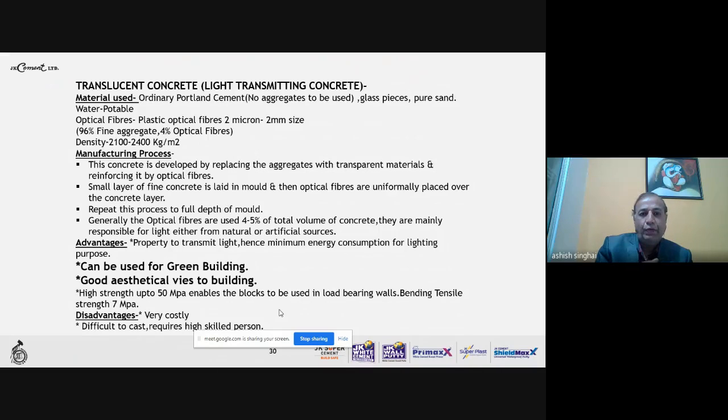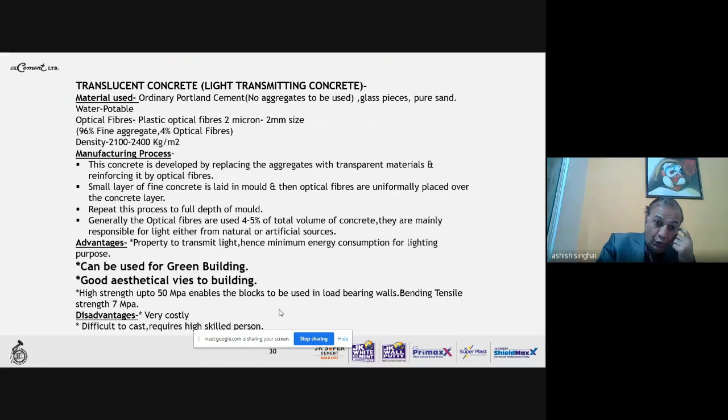The only thing we need to consider is that optical fibers are the major element of this concrete. The density is about 2000 plus kg per cubic meter, and we have about 90 to 95% fine aggregates, and a very small quantum of coarse aggregate is used. So it is kept light in weight so that it can serve as a facade or as a building block only. It's not meant for structural stability. It is not a structural member.